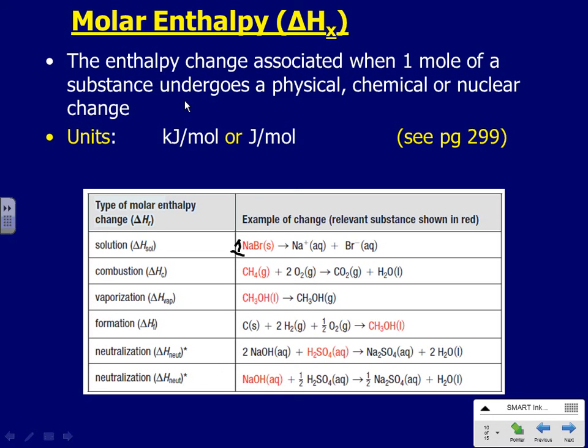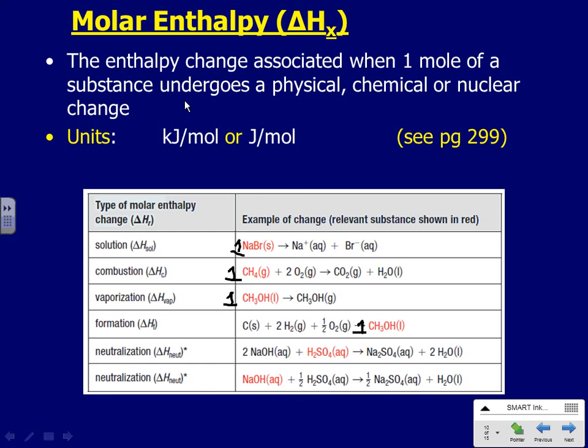And if I'm burning something, then I'm going to have a delta HC, combustion. And notice the one in red, per 1 mole of CH4. And I could have vaporization, turning from liquid to gas, per 1 mole of whatever's being vaporized. And this is a delta HF. It's called a formation reaction. It's a little different than the rest of them. We won't worry about that till later on, but it's the energy needed to form 1 mole of a substance. But notice how there's always 1 mole, because it's a per mole situation.